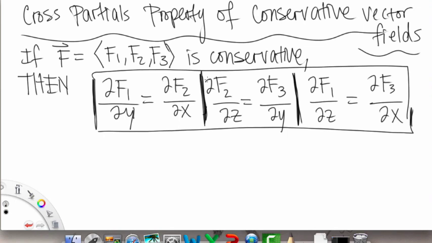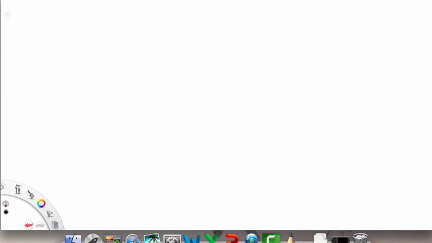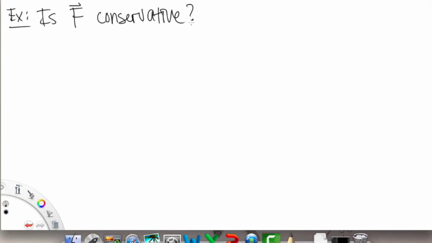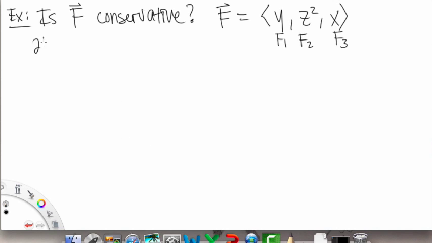Alright? So let's do an example of this. Example: is f conservative? And we're given f equals y, z squared, and x. Alright? So this y is our f1, this is our f2, and this is our f3. Alright, so let's check. Does partial of f1 with respect to y equal partial of f2 with respect to x? Is this true?